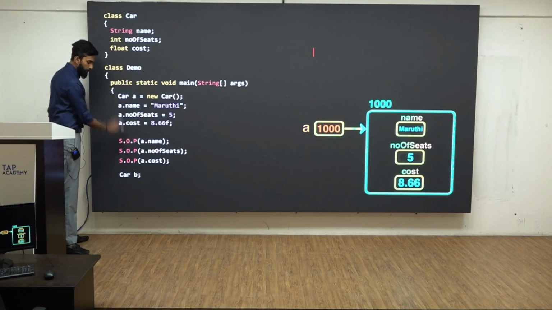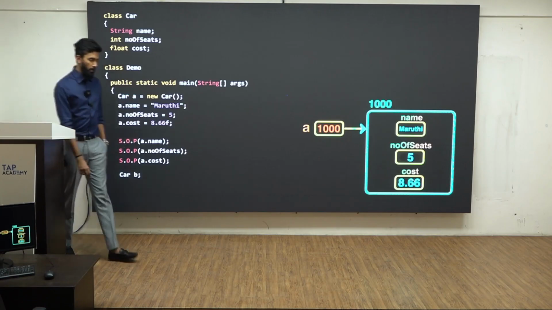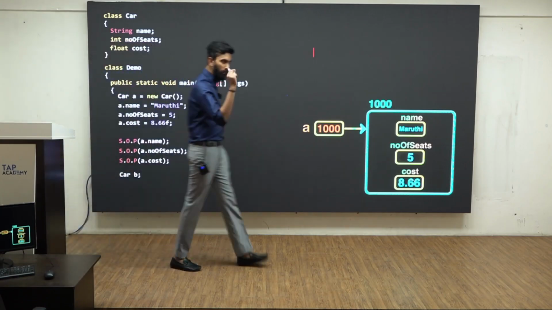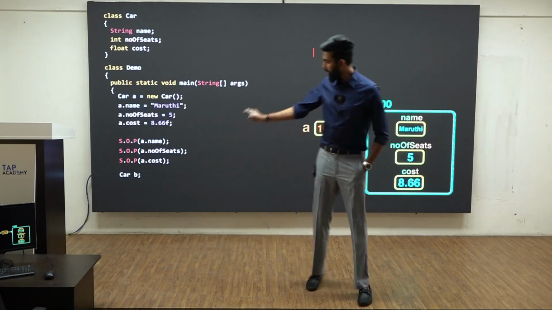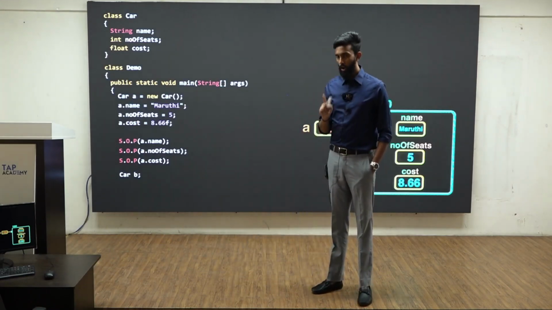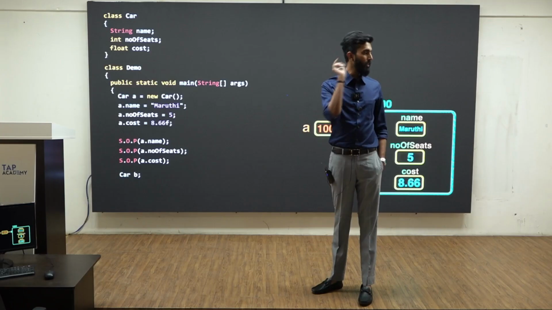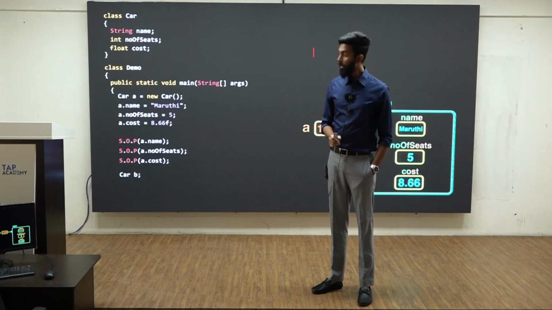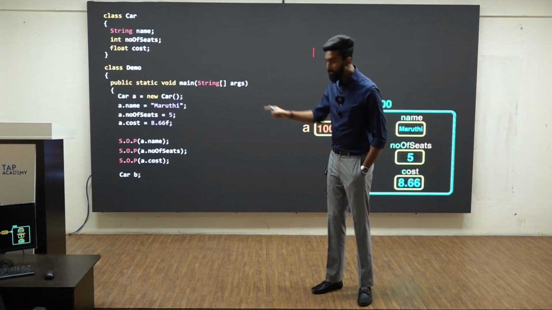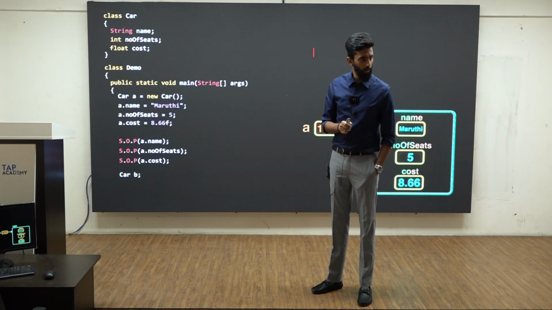Car type B semicolon. Now those who are focusing, think and answer. Am I creating an object or am I just creating a reference? How do you say this is not an object? How do you say that?